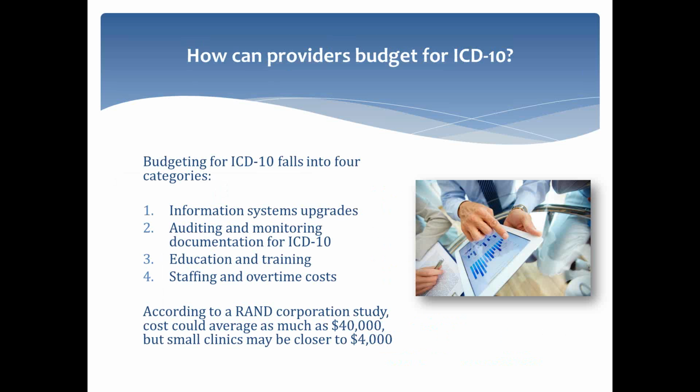So how can providers budget for ICD-10 then? Well, there are actually four different areas where you need to evaluate budget concerns. The first one is just the actual cost of your computer system upgrades. Will you need to upgrade hardware? Will you need to upgrade software? Look at those different costs and see what kind of contracts you may already be locked into. That's one of the questions that we talked about asking your vendors, to see how much that will cost.